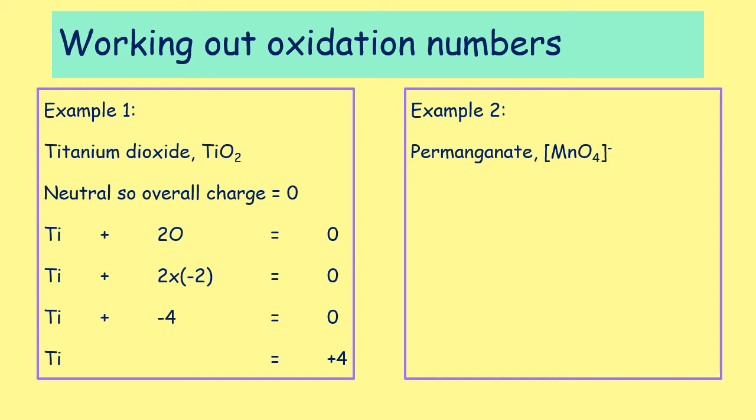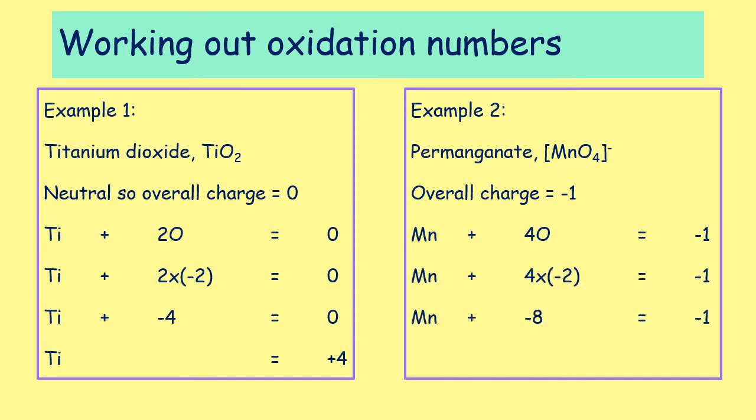In permanganate, the charge is minus 1, so we know that the sum of the oxidation numbers of all the atoms must add up to minus 1. So we have 1 manganese and 4 oxygens. We know that oxygen is always a minus 2. So manganese minus 8 equals minus 1, and so manganese ends up with a +7 oxidation state.